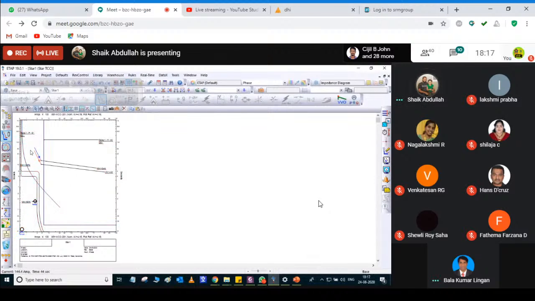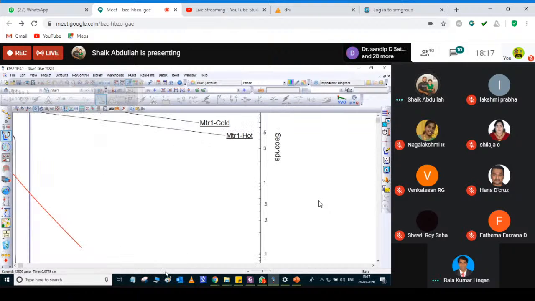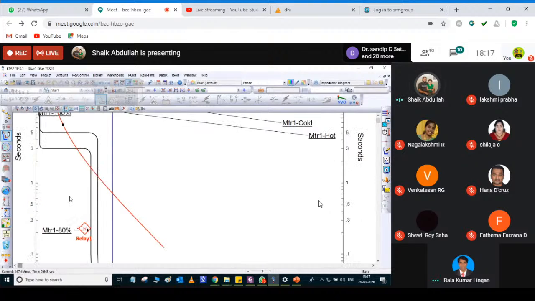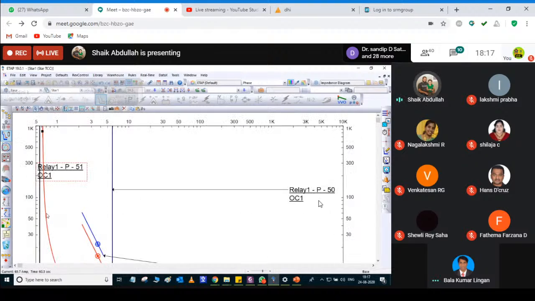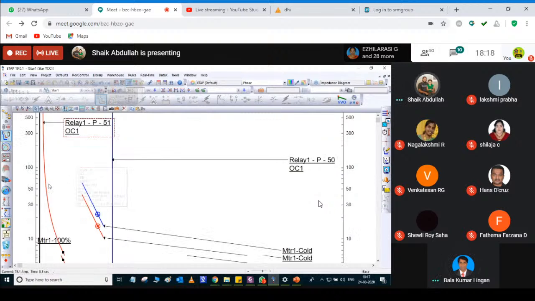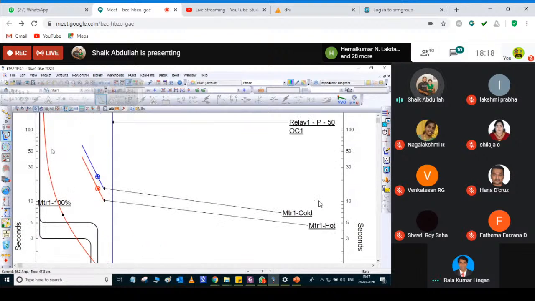Here I will explain each and every one. This one, what is this? This one, what is this? You can see when I select this curve, it will show what it is. This is relay 1. Your phase is 51 overcurrent. This is 51 overcurrent, and this is your IDMT curve.